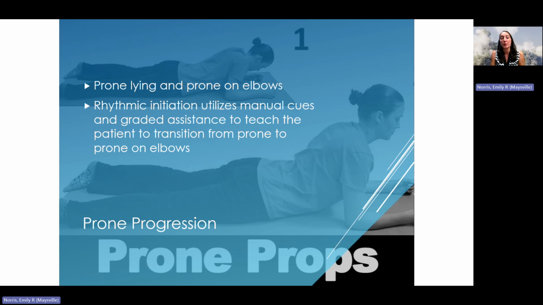With prone lying and prone on elbows, typically they'll start out with a wide base and then get more narrow and more pushed up onto their elbows before they eventually go to extended arms. Rhythmic initiation is another technique you can use in this position with manual cues, with graded assistance, and teaching the patient to transition from prone to prone on elbows. This is really a key position in people who've had spinal cord injuries for functional mobility, for bed mobility and independent turning. So it's a great position to know how to walk a patient through.